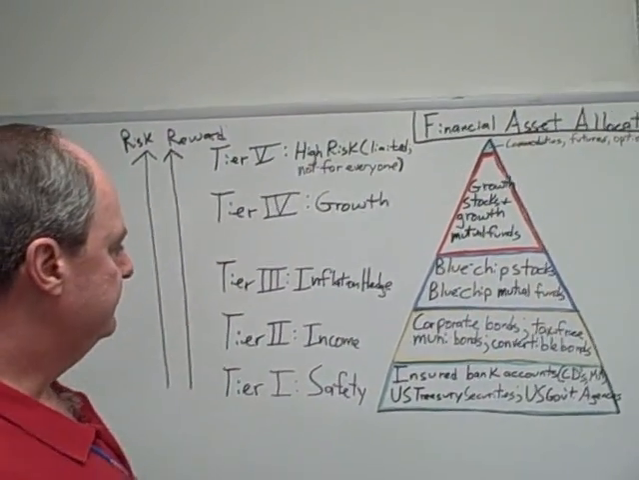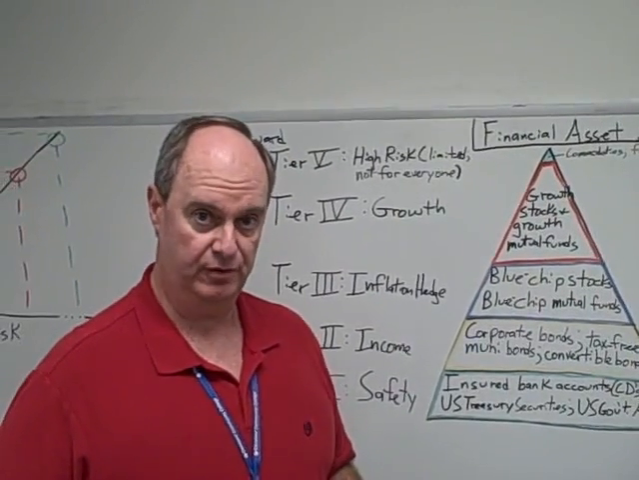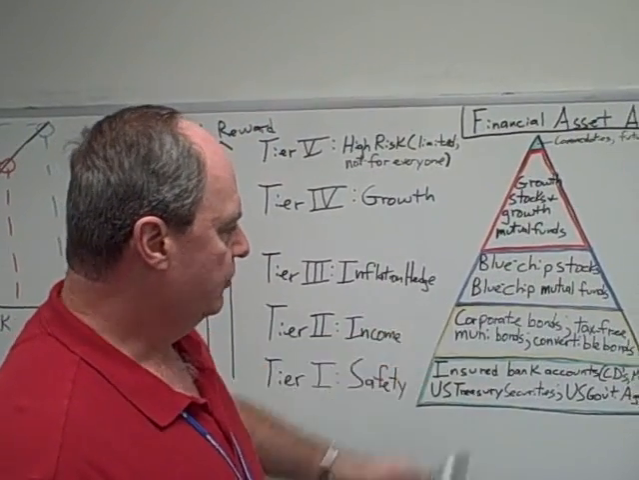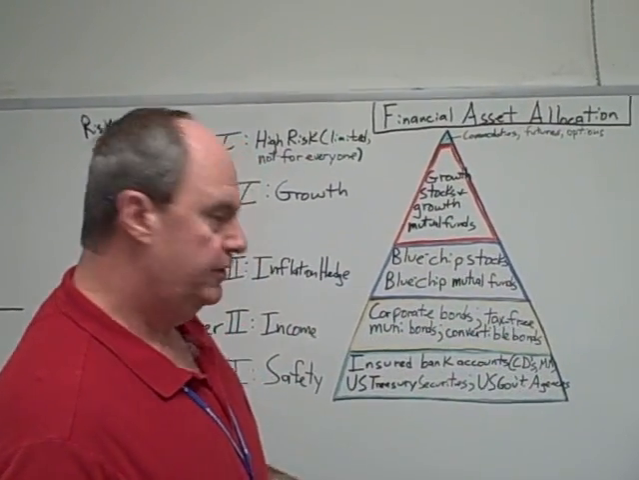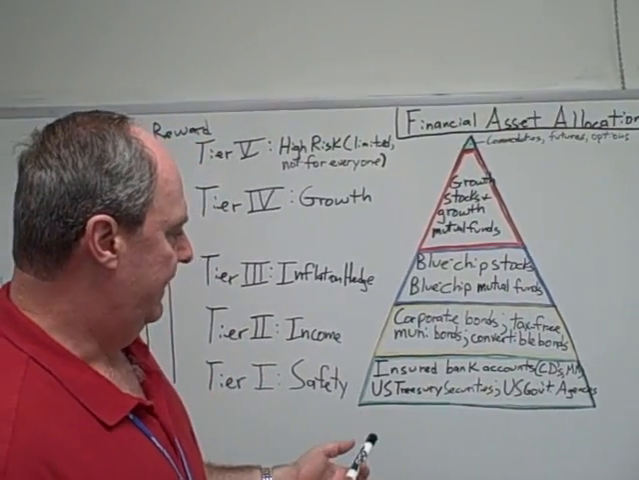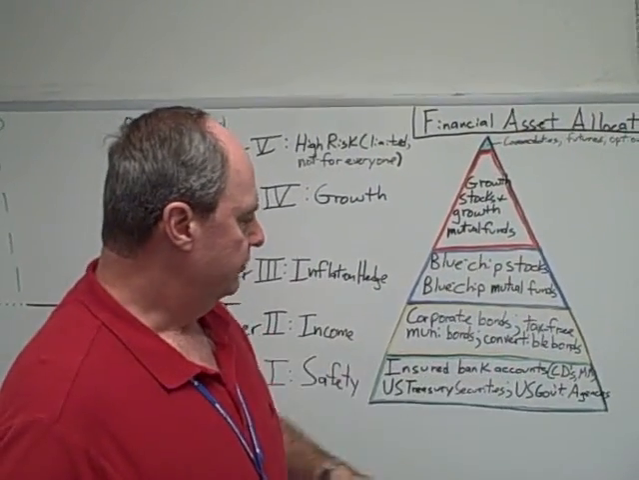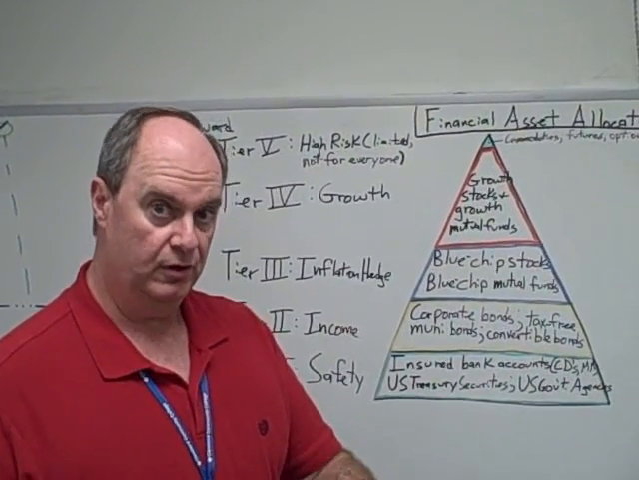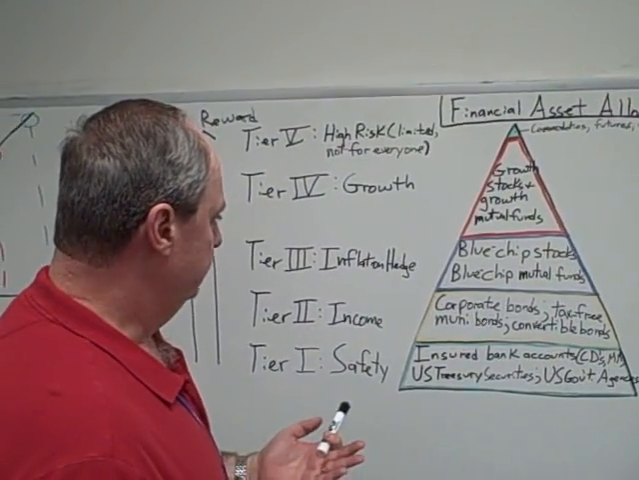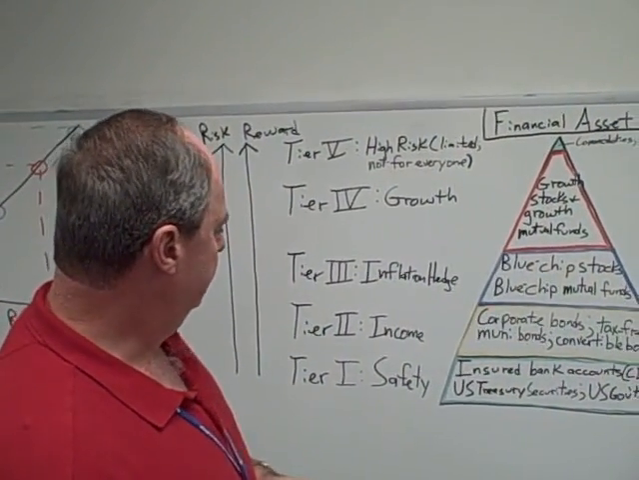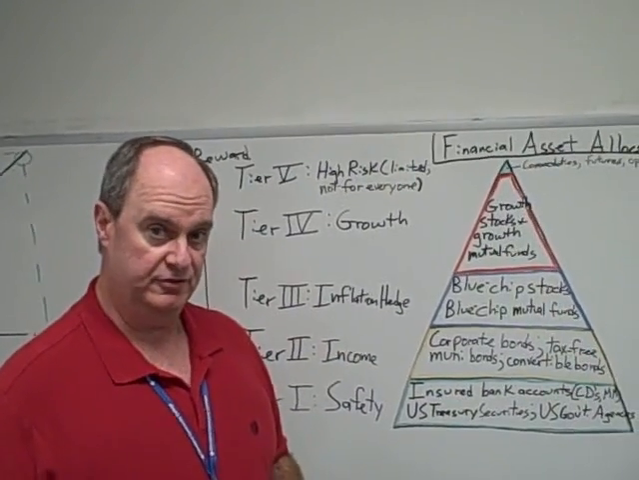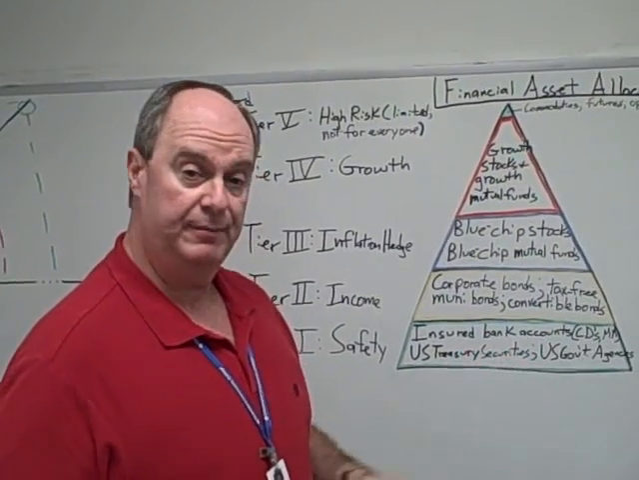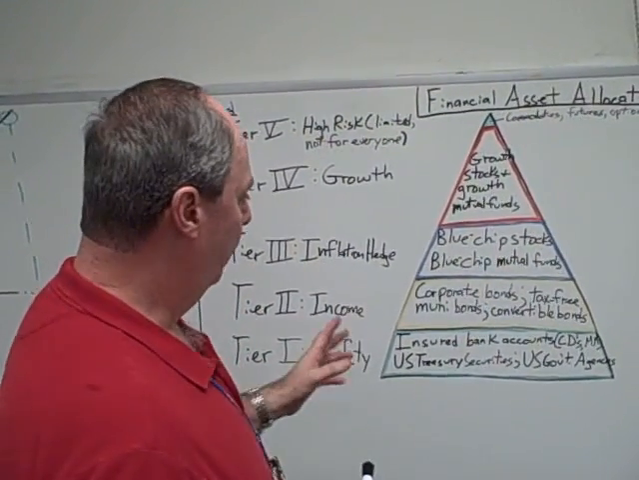The next tier is income. These are debt instruments that produce income to you, the investor, such as corporate bonds, tax-free municipal bonds that are issued by local and state governments. Also, convertible bonds that can be convertible years later at the investor's election into common stock. Tier 3, inflation hedge. This is important in some ages of your life cycle more than others.